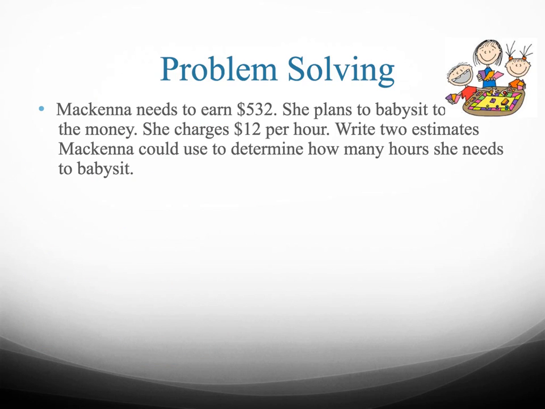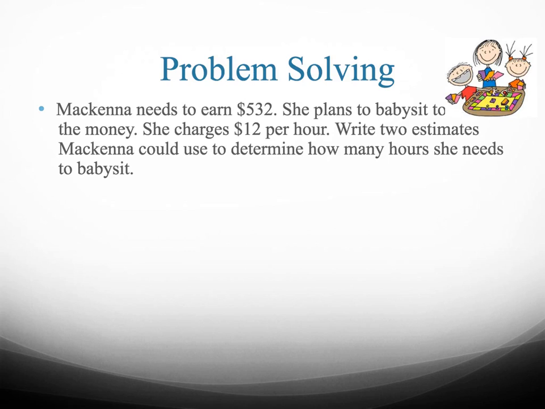All right, let's bring it back to the problem solving. McKenna needs to earn $532. She plans to babysit to make the money. She charges $12 per hour. We want to write two estimates McKenna could use to determine how many hours she needs to babysit.